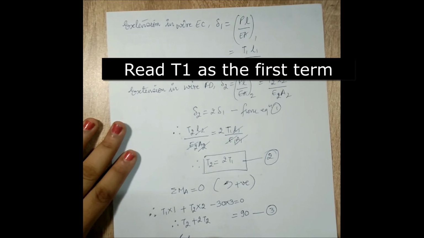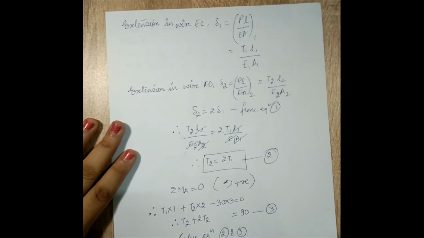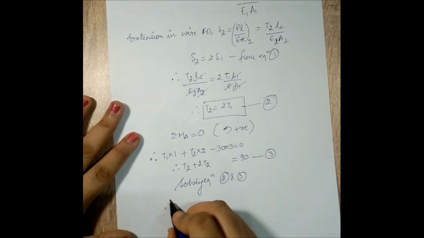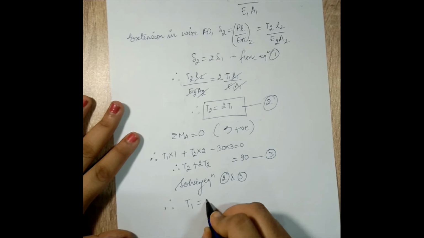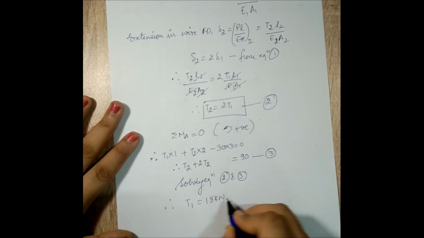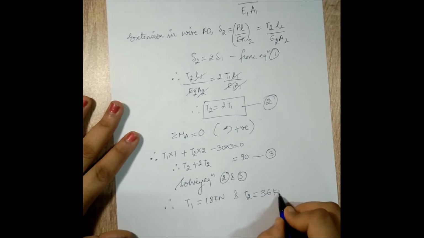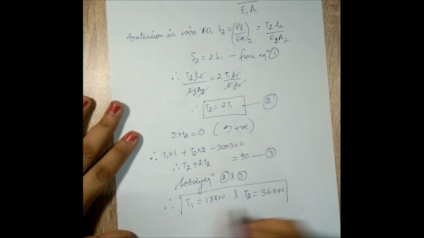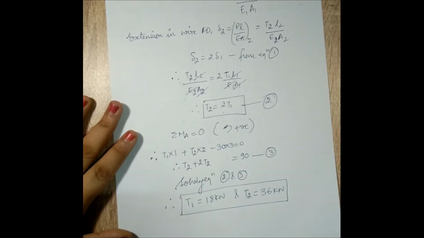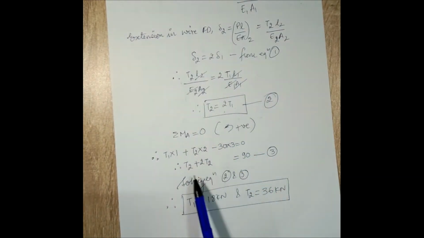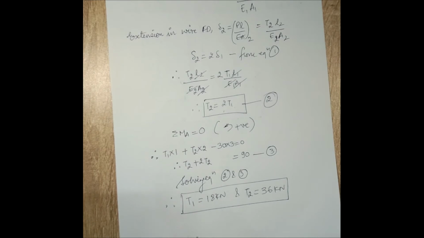When I solve equation 2 and 3, let's try solving. Therefore, I'll get T1 is equal to 18 kilonewton and T2 is equal to 36 kilonewton, because T2 is twice of T1. Here actually I have substituted T2 is equal to twice T1 and I've got the answer very easily.